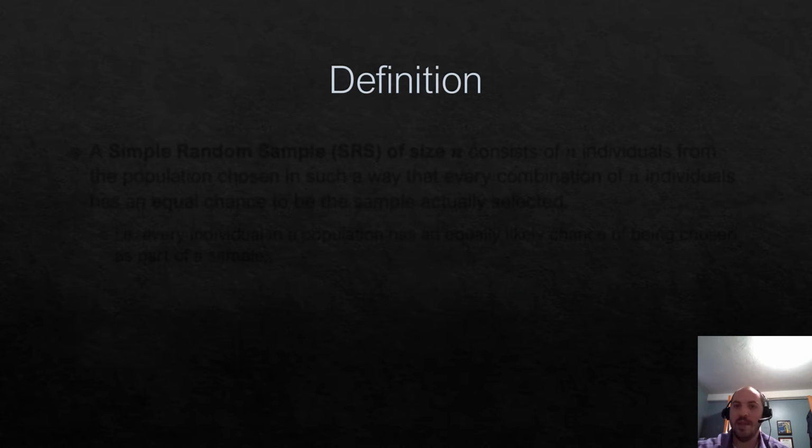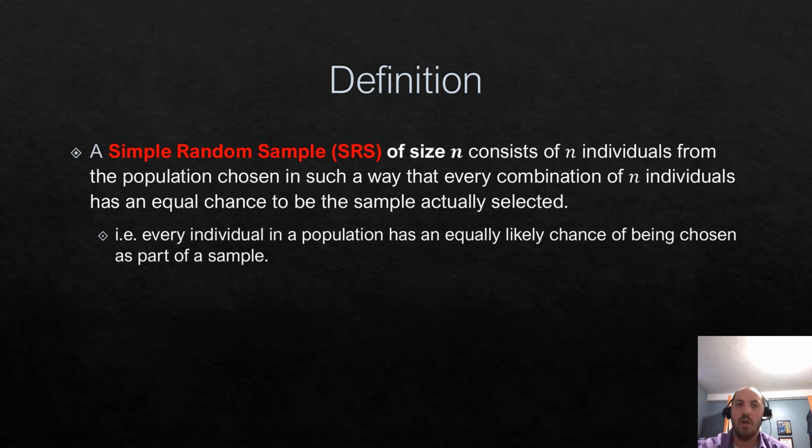So, what is a simple random sample? Well, if you want to take a simple random sample of size n from a population, it means that every possible combination of size n has an equally likely chance of appearing. An easier way to think about that is every individual from within your population has an equally likely chance of being chosen to be a part of the sample. So no one, either group of individuals or particular person, is more likely to be selected than anyone else. So that is what our definition is.